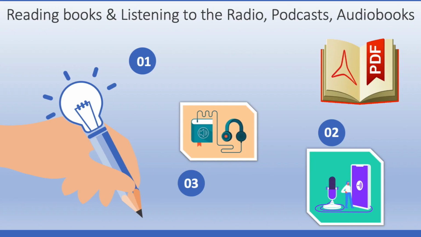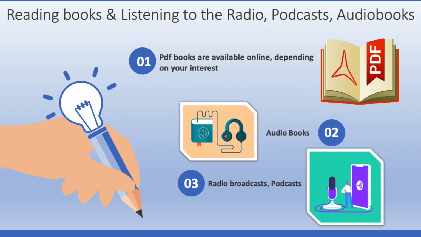The other tip is reading books, listening to the radio, podcasts, and audiobooks. You can find them depending on your interests, and they are really effective ways to improve your vocabulary. While speaking of books, there are thousands of PDF books online according to your interest. Let's say if you like crime stories, you can read the ones you like. For audiobooks, you can download and listen to them wherever you are.